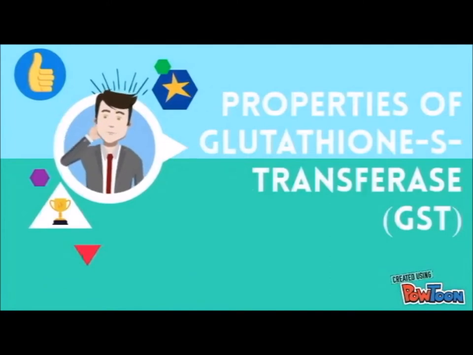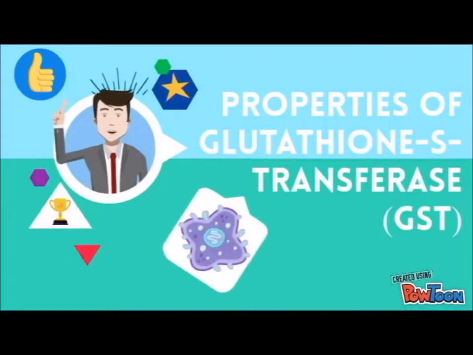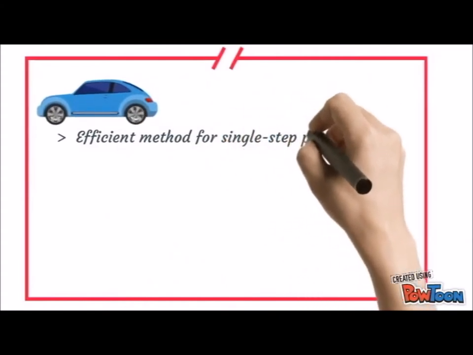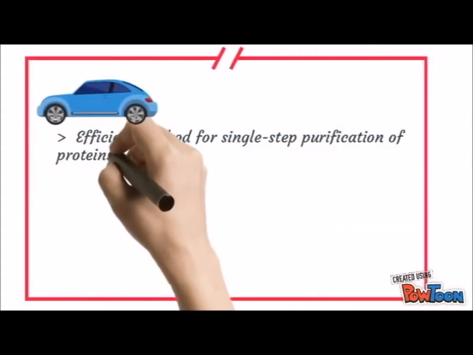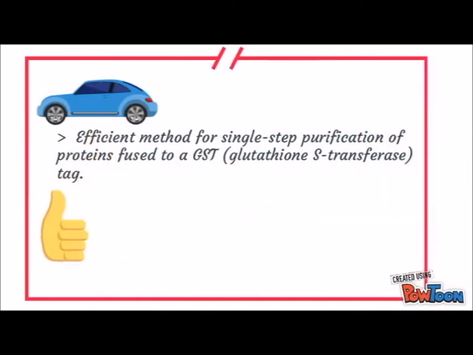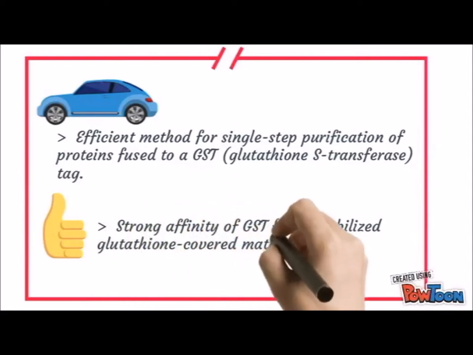Okay, do you know what is meant by GST? GST is glutathione S-transferase, a naturally occurring 26 kDa protein found in the eukaryotic cell. It is also an efficient method for single-step capture of proteins fused to a GST tag. It has a strong affinity for immobilized glutathione on carbon matrices.